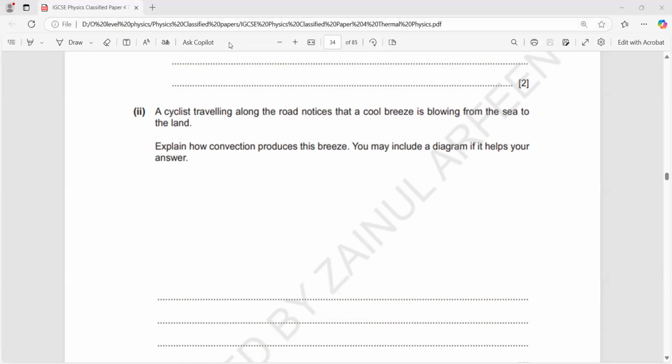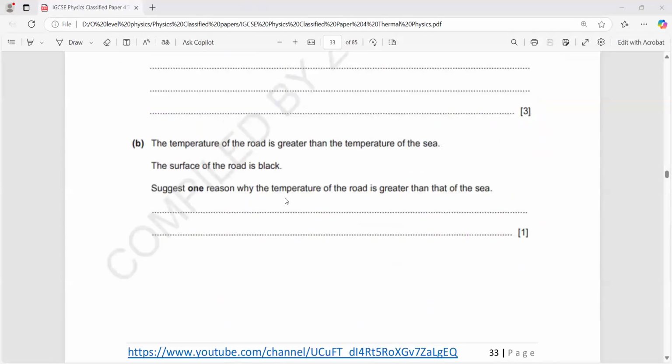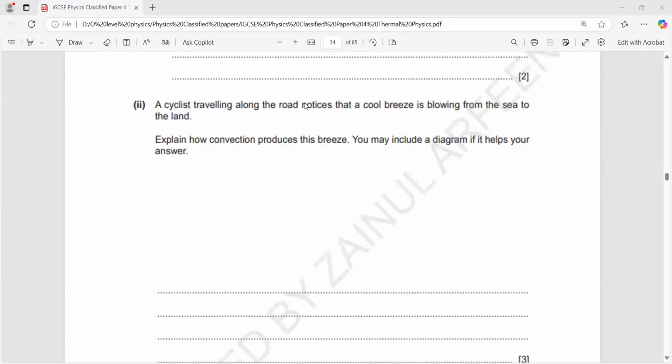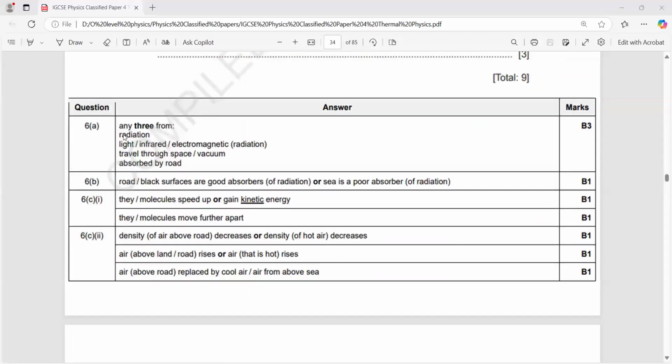A cyclist travelling along a level road notices that a cold breeze is blowing from the sea towards the land. Explain how convection produced this breeze. You may draw a diagram, it will help your answer. So what will happen? The cyclist is on the track, and you will mention convection. So how will you explain the answer? Yes, you can draw.